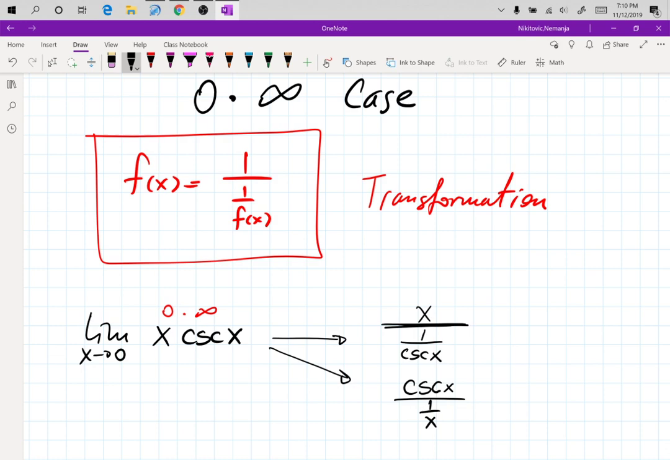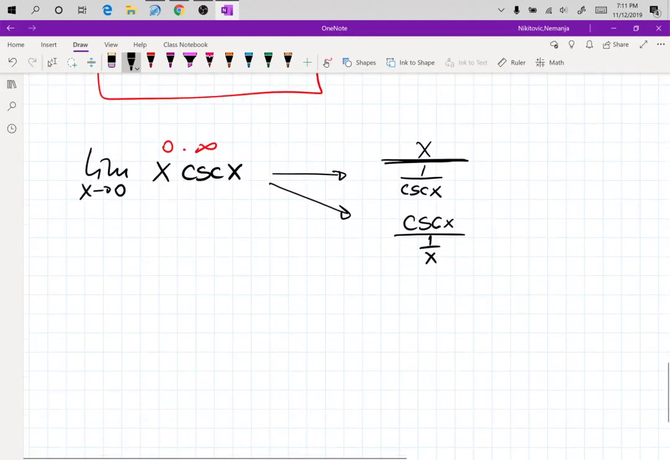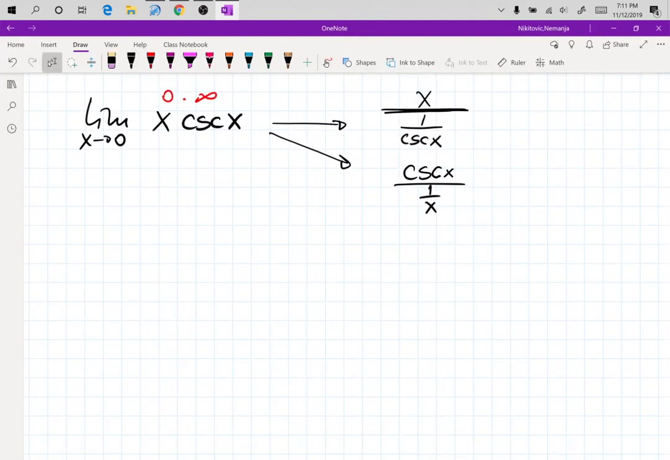You see, if your f of x is x, then you write it as 1 over 1 over x. So 1 over x. If your f is a cosecant, then 1 over cosecant. Right? So you can be either one. Which one is going to work? Well, you try them both. Maybe you hit on the first run. Maybe you have to do the second one. So let's go and try the top one.